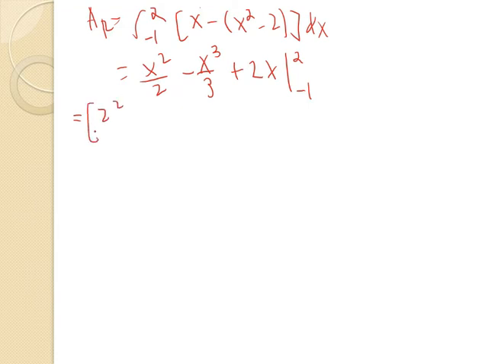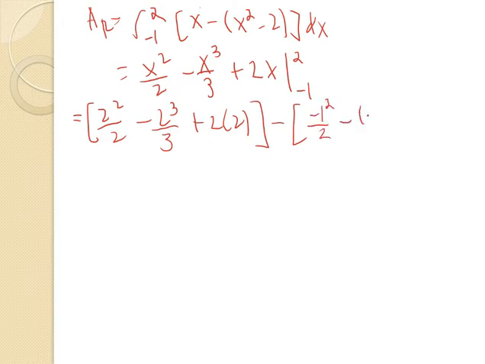We have 2 squared over 2 minus 2 cubed over 3 plus 2 times positive 2. And then minus the negative 1 naman. Negative 1 raised to 2 over 2 minus negative 1 raised to 3 over 3 plus 2 times negative 1.